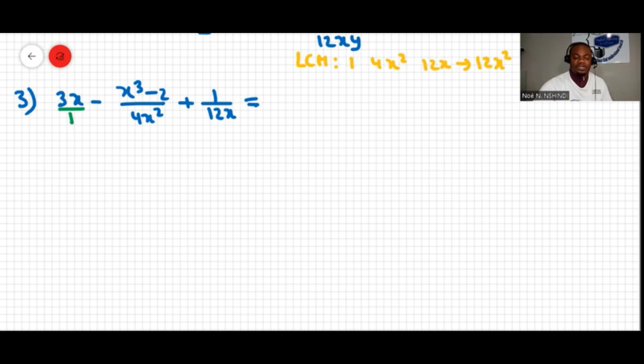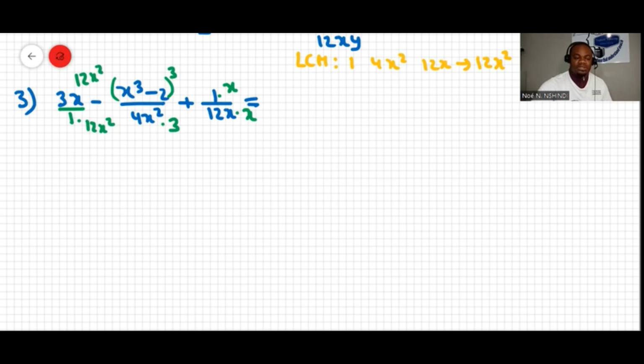Now I need to make the denominators all like 12x squared. So I'll times here by 12x squared because it was 1, and I'll times the denominator by 12x squared. The denominator here is 4x squared. To make it 12x squared, I must times by 3. So I times also there by 3, I'll put brackets. And over here, it's already 12x. So to make it 12x squared, I'll times here by x, and there, I must also times by x to make my fraction even.